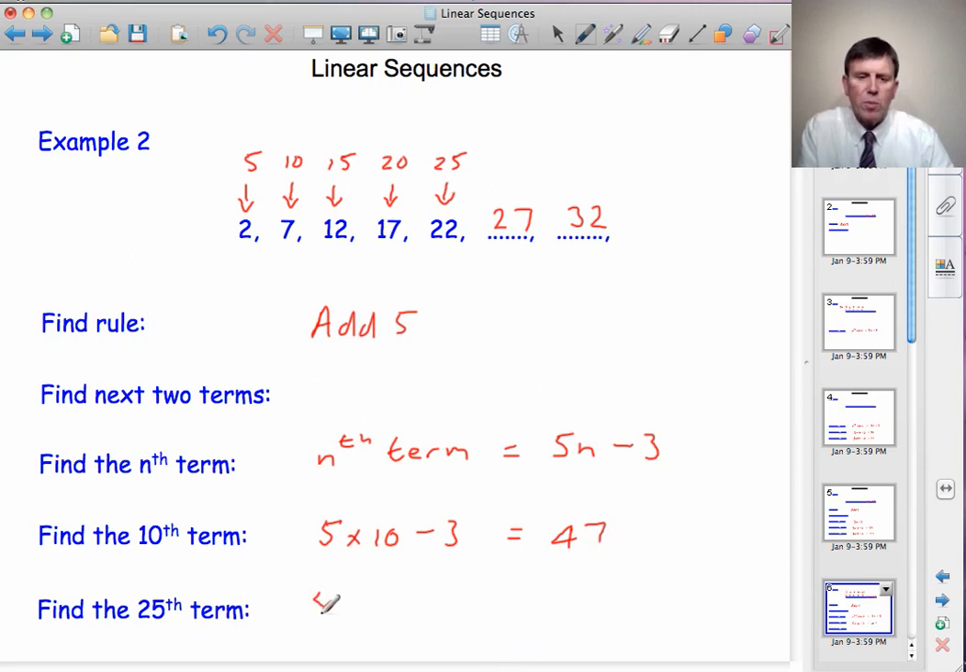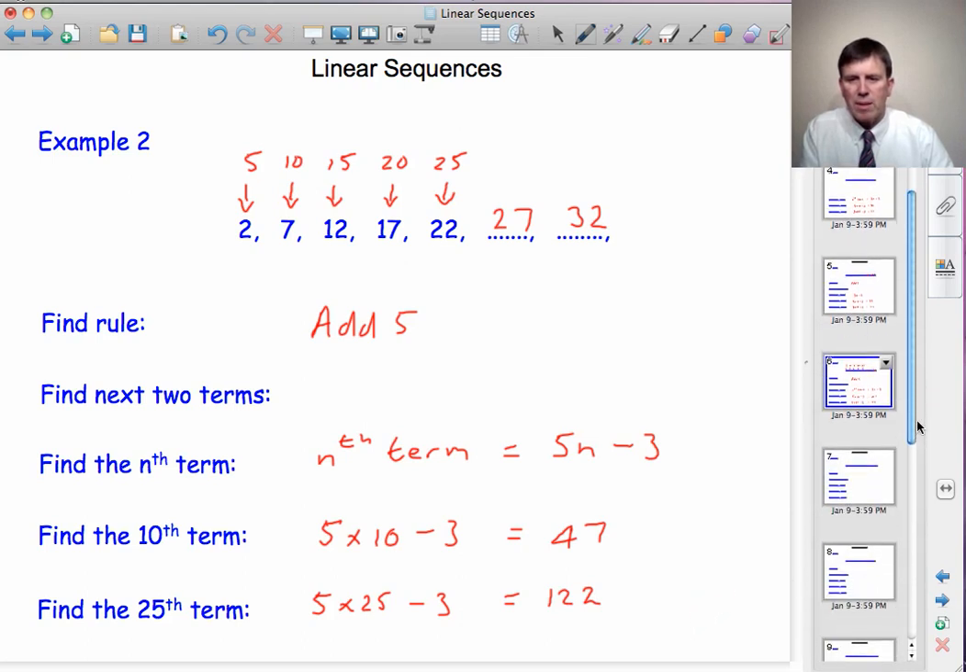The 25th will be 5 times 25 minus 3. 4 lots of 25 make 100, so 5 lots are 125, and 125 take away 3 is 122. And that completes example 2. Let's move on now and look at example 3.